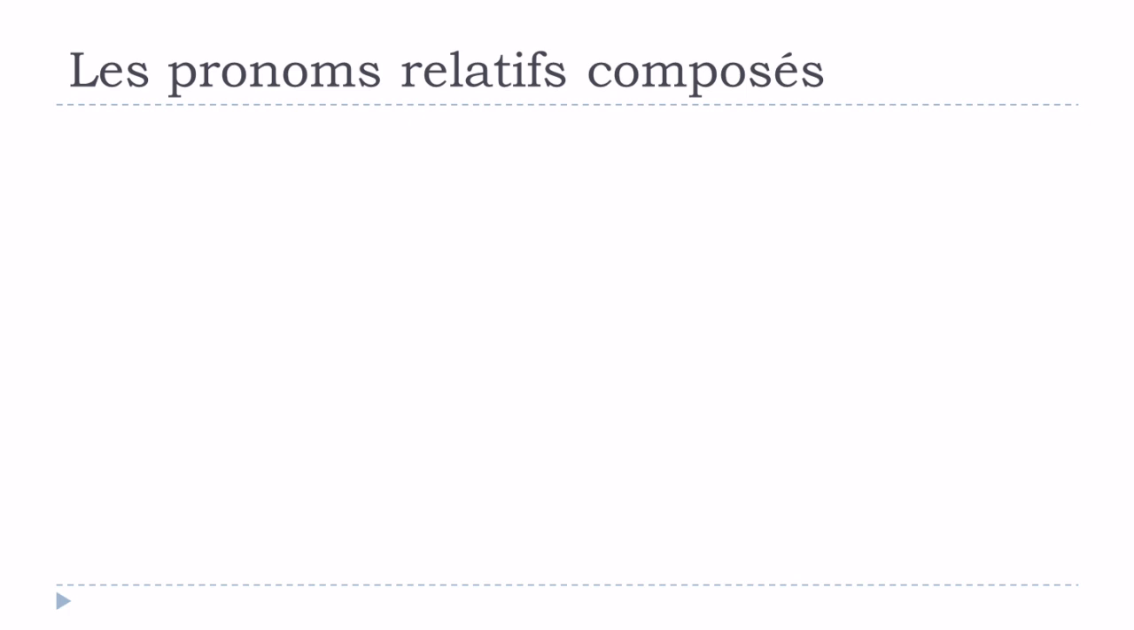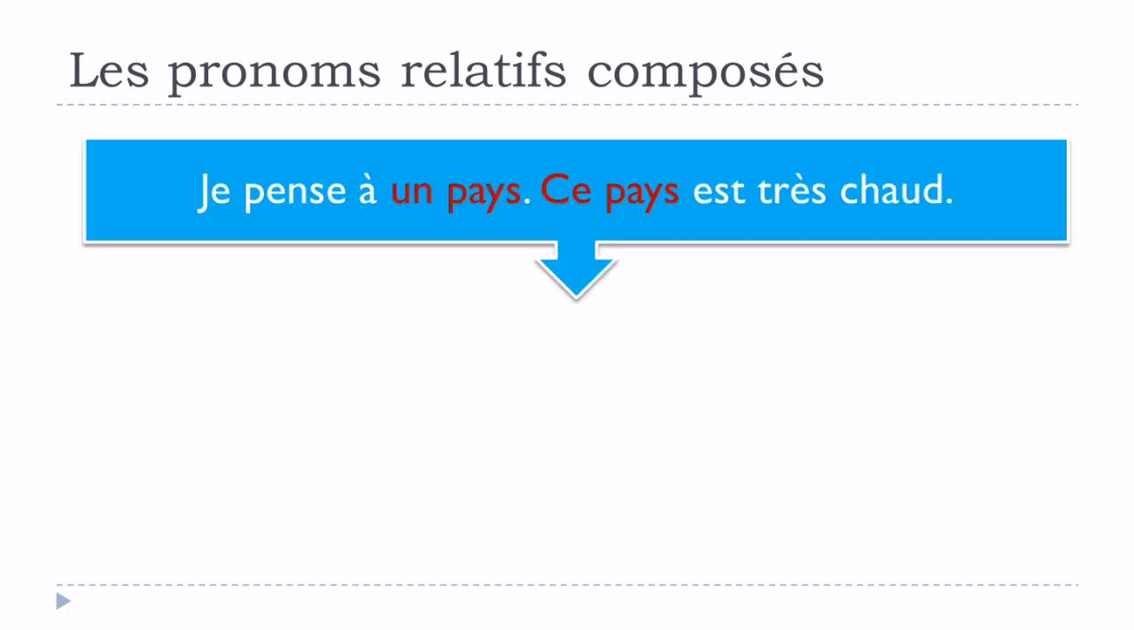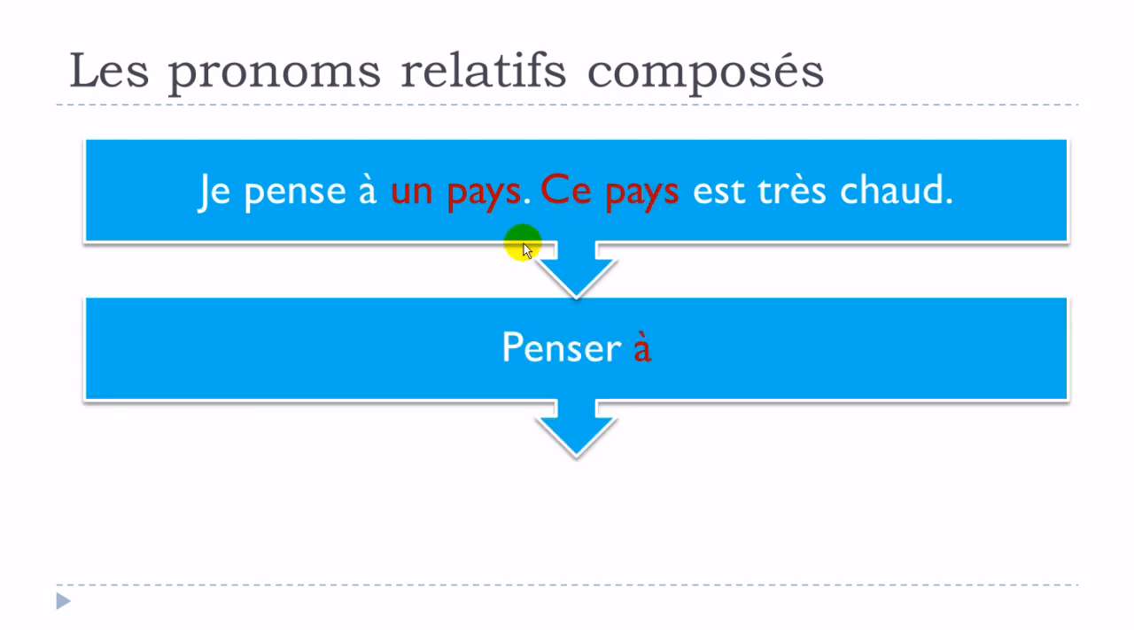So let's see now if we've got a masculine form, because that's the tricky thing. Je pense à un pays, and then ce pays est très chaud. Okay, so of course we have exactly the same situation here. We've got two sentences, we want only one, and we want to avoid repeating un pays or ce pays. Okay, and it's exactly the same situation.